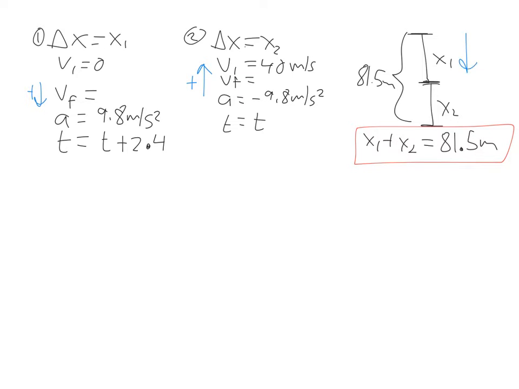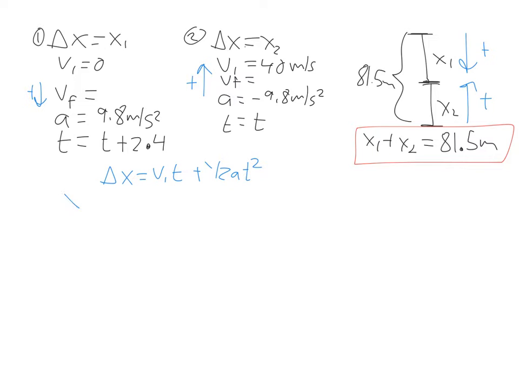And so the one I'm going to say is falling with some positive displacement, because I'm going to say down is the positive. The other is rising with some positive displacement, and those two displacements have to add up to 81.5. So I can go ahead and write my equation. In both cases, I'm using the v_i t plus 1/2 a t squared equation.